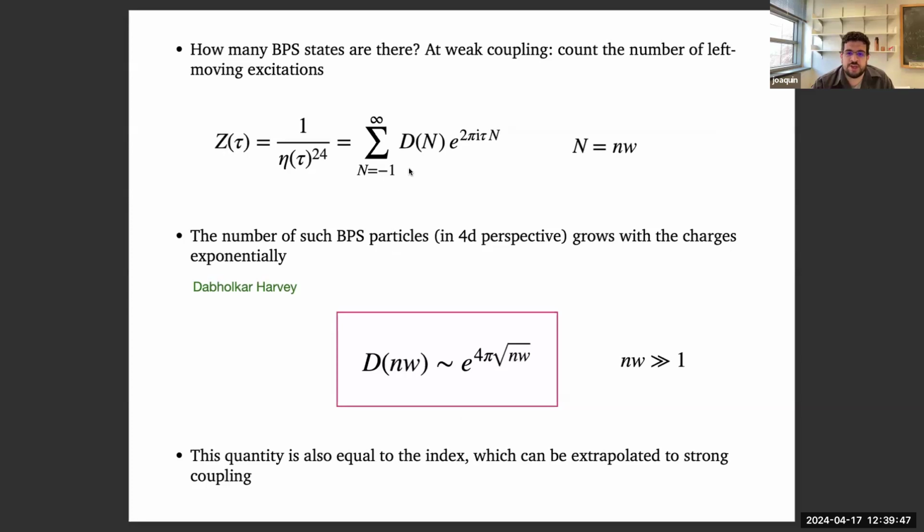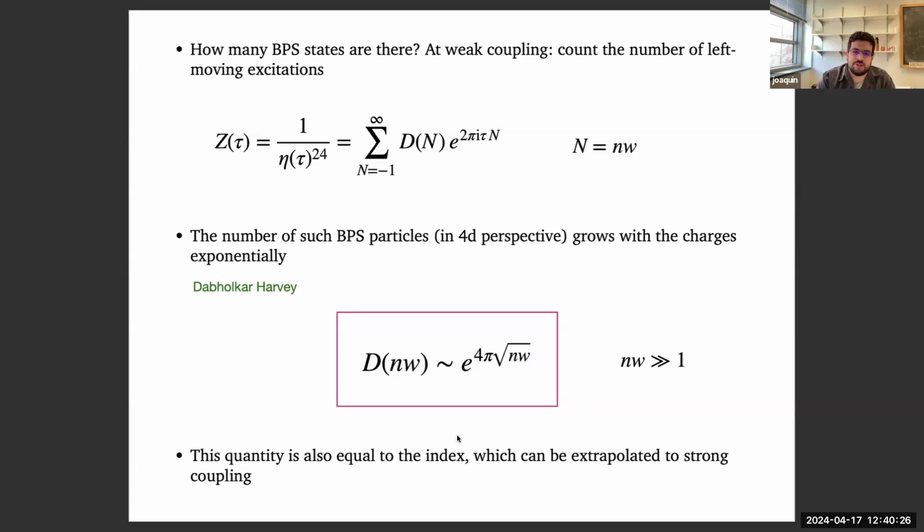If we compute the degeneracy in terms of the momentum and the winding, then at large charges it grows exponentially with the square root of n times W. Here tau is like a target space chemical potential that couples to this charge, and the worldsheet theory will tell you that the partition function in the grand canonical ensemble is given by this 24 free boson partition function. So we have a very large number of these VPS states if we take the momentum and the winding to be large, and it grows exponentially.